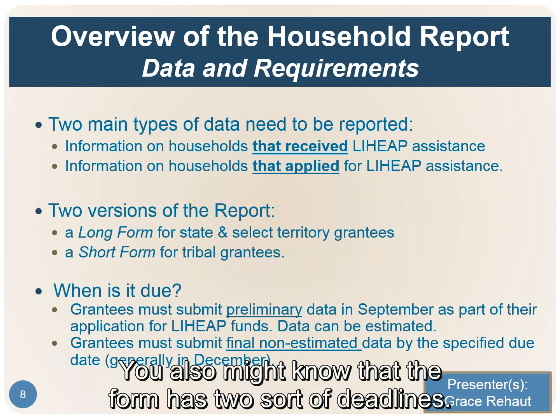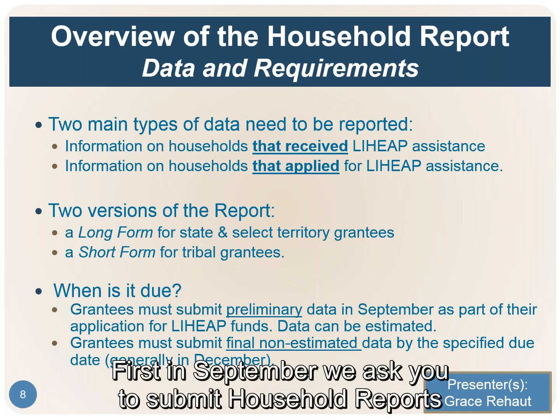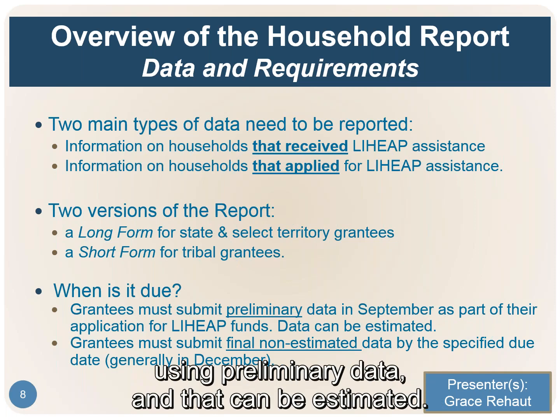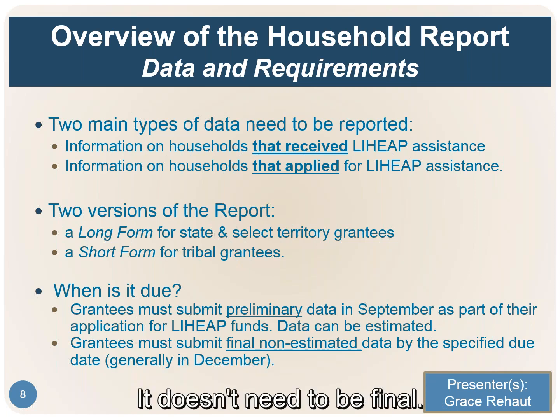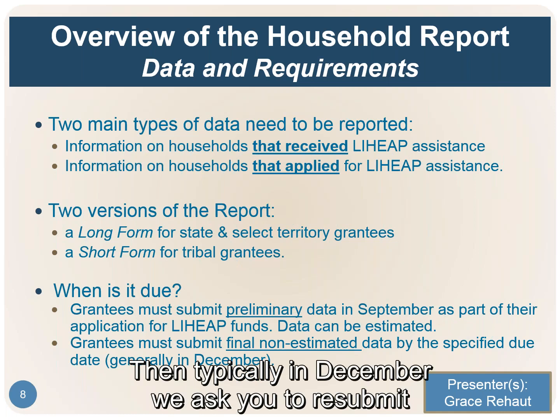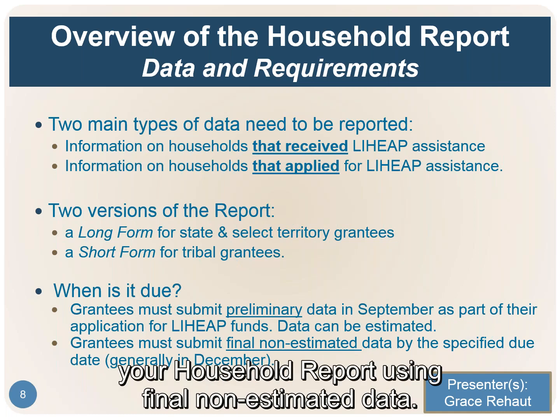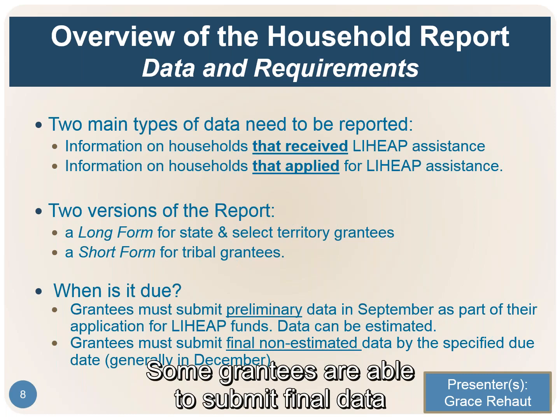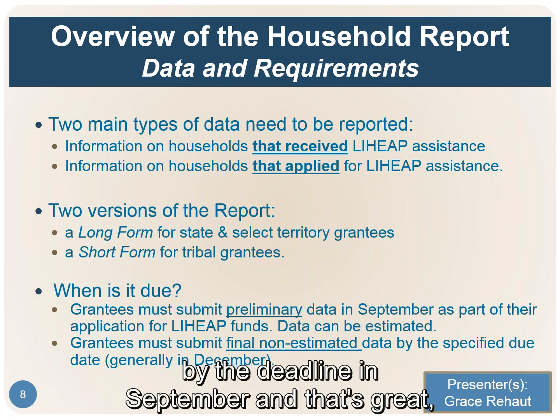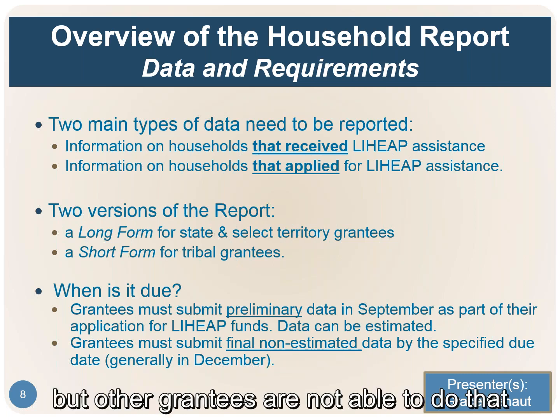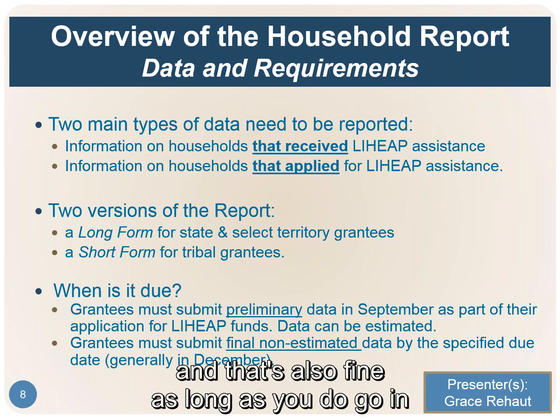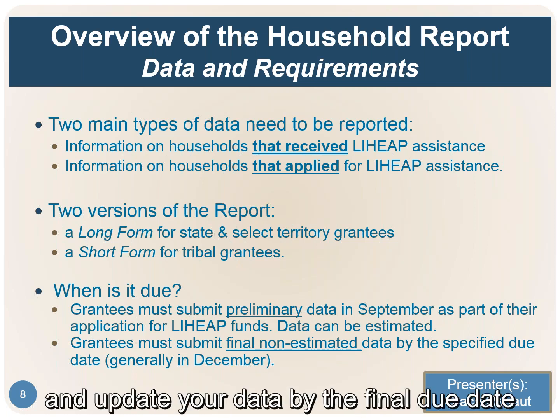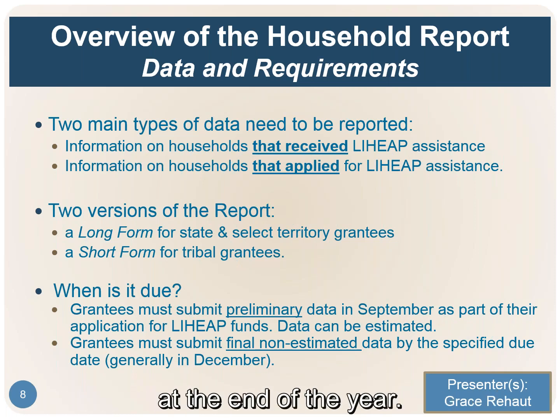You also might know that the form has two sort of deadlines. First, in September, we ask you to submit household reports using preliminary data, and that can be estimated. It doesn't need to be final. Then, typically in December, we ask you to resubmit your household report using final non-estimated data. Some grantees are able to submit final data by the deadline in September, and that's great. But other grantees are not able to do that, and that's also fine as long as you do go in and update your data by the final due date at the end of the year.